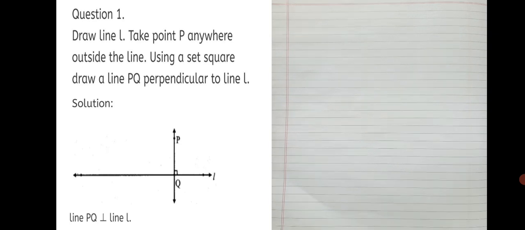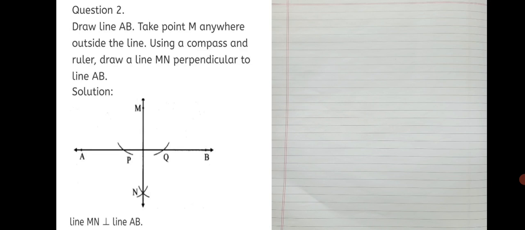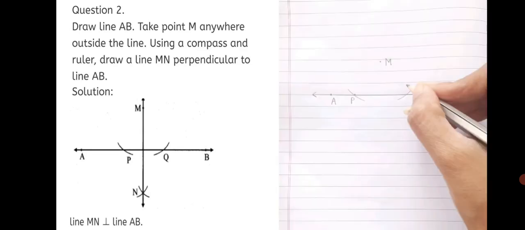Question number 2. Draw line AB. Take point M anywhere outside the line. So again we have to draw one line AB and take one point M outside. And using a compass and ruler, this time we have to use a compass and a ruler, we have to draw line MN perpendicular to line AB. So you can see the solution here. Let's do it.